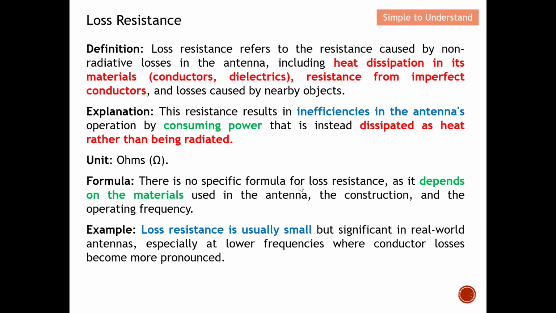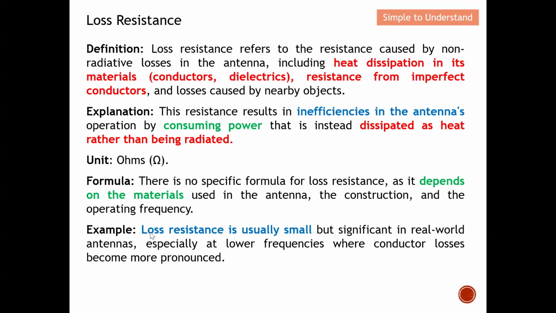There is no specific formula for loss resistance. It depends on the material used in the antenna, the construction and the operating frequency. So in short, there is no simple way that we can calculate the loss resistance. As I mentioned, for example, how much heat energy is converted is very difficult to calculate. The conductor loss and dielectric loss we can probably calculate, but the heat loss will probably be harder to account for.